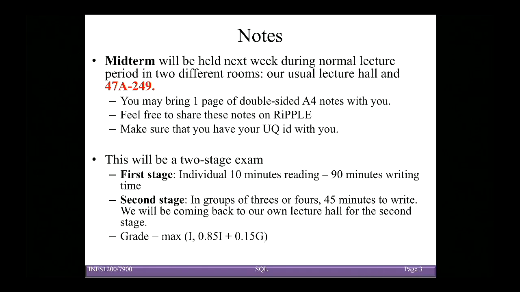Your exam grade is going to be the max of what you do on your own, or 85% from your individual plus 15% from the group. Right? So it can only help you. If you do poorly as a group, you'll be given what you had as an individual. But if you do better as a group, which most people tend to do, then that could help you by 15% in your exam. Okay? Any questions?